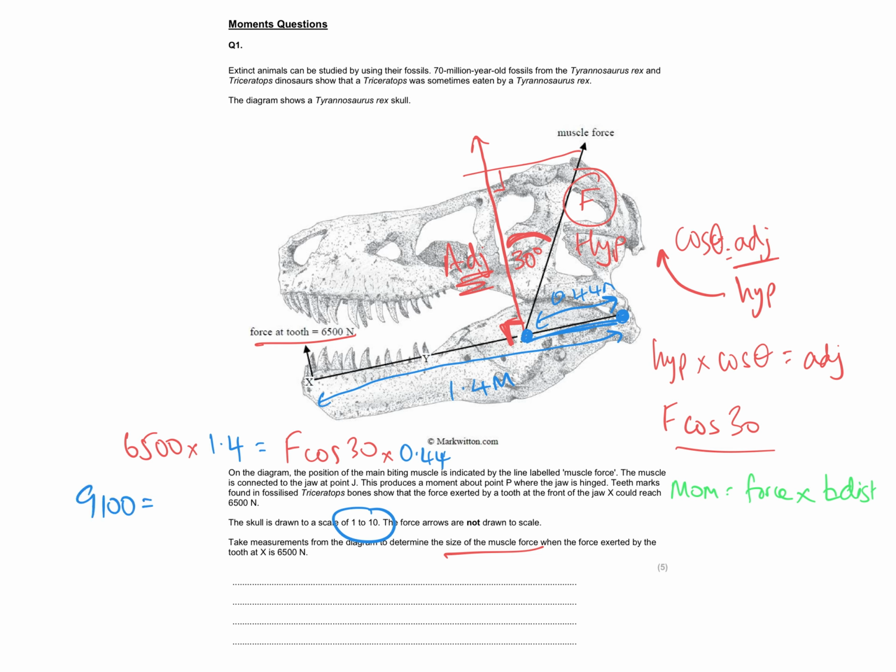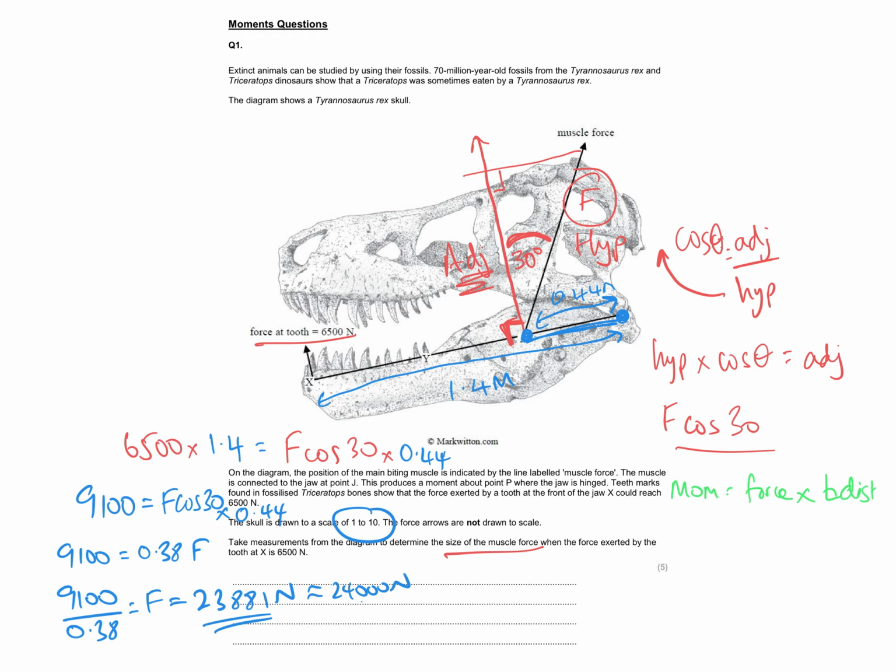6,500 times 1.4 gives us 9,100, and that of course still equals F cos 30 times our 0.44. If we now simplify the other side, cos 30 times 0.44 gives you 0.38, and then finally rearrange: 9,100 divided by 0.38 comes to an answer of 23,881 newtons, but to a sensible number of significant figures, there's two significant figures that we've used elsewhere, so 24,000 newtons.